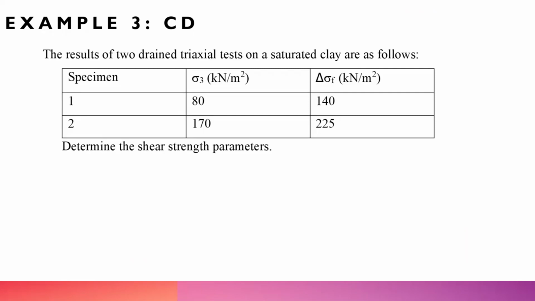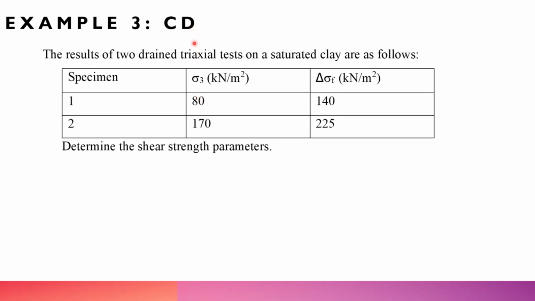Okay, this is the example for CD test. CD means that C, the sample is being consolidated, the drainage valve is open during the consolidation stage, and D means that the shearing or the loading is applied drained, where the drainage valve is still kept open during the second stage.